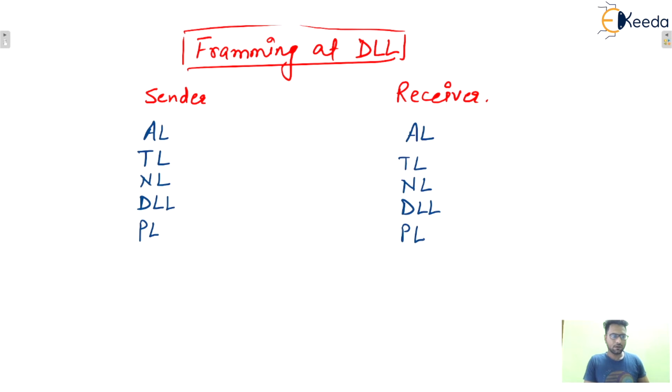So data will traverse from top to bottom. That means initially from application layer to transport layer, then network layer, then data link layer, then physical layer. Then it will be transmitted to the receiver end. There it will move in the reverse direction: physical to data link, then network, then transport layer, then application layer. Let's say initially this is the message.